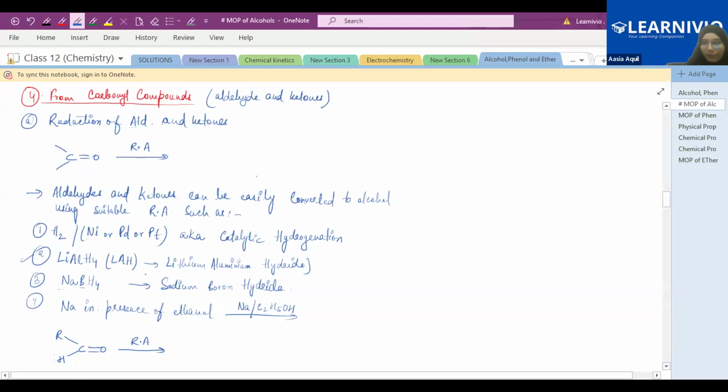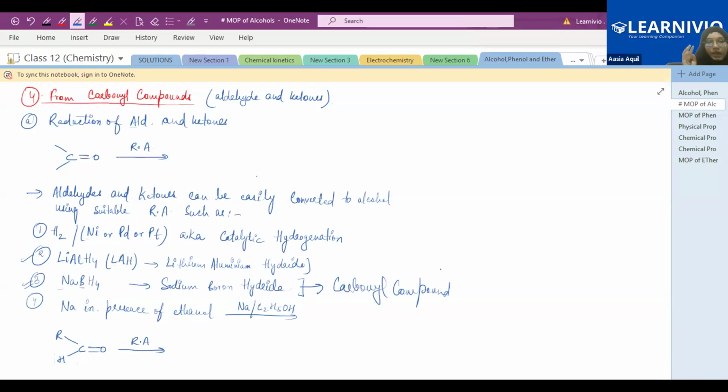And the sodium borohydride is not as strong as lithium aluminum hydride. Just remember that. Sodium borohydride will reduce only carbonyl compounds, which are aldehydes and ketones, to the corresponding alcohol. Got my point? Yes, ma'am.